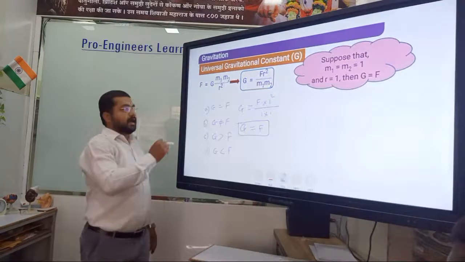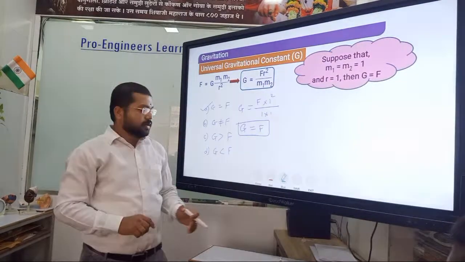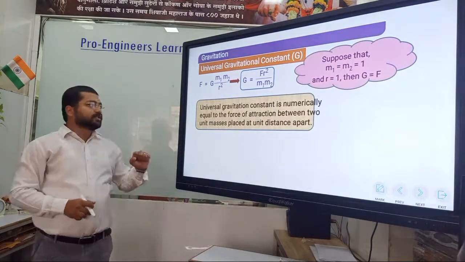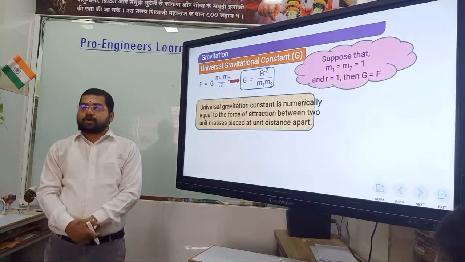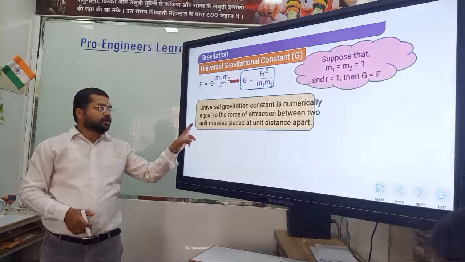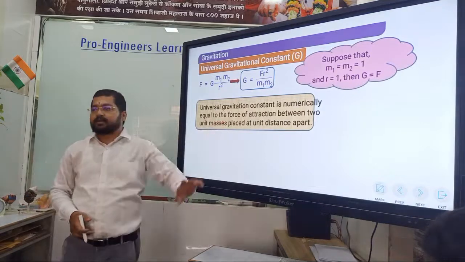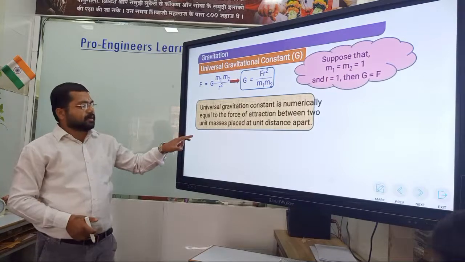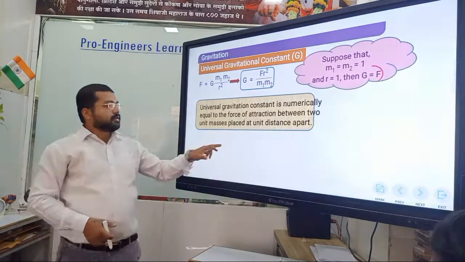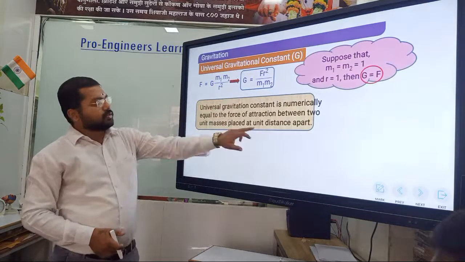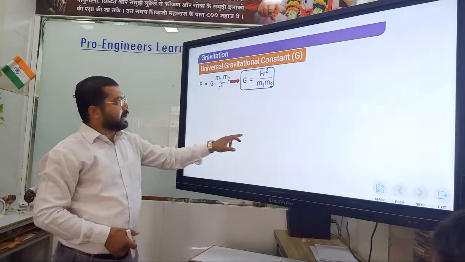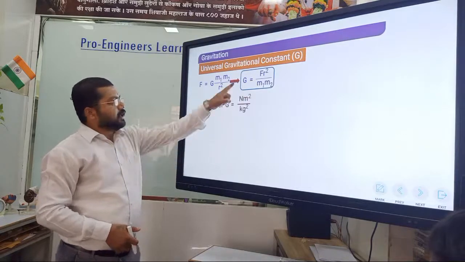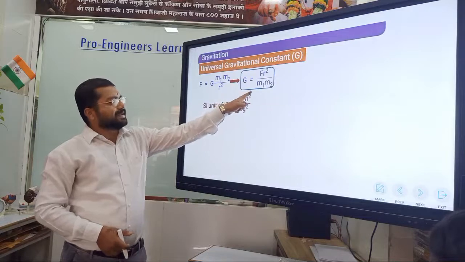And the correct answer must be G is equal to F. Now, the universal gravitation constant is numerically equal to the force of attraction between two unit masses placed at unit distance apart. Remember this. So G is equal to F, that we have already derived. So the SI unit of G is Newton meter square upon kg square.